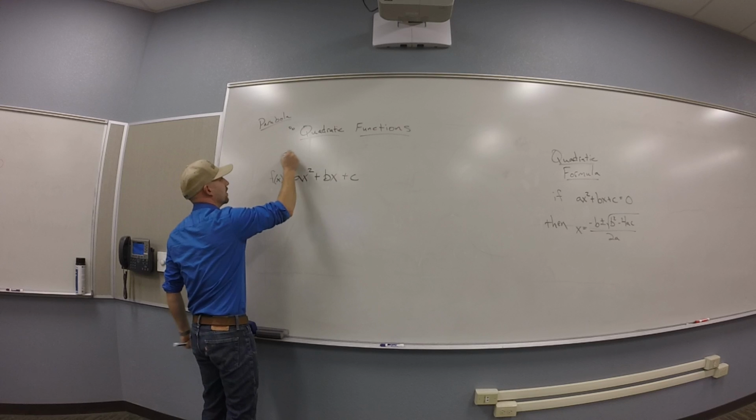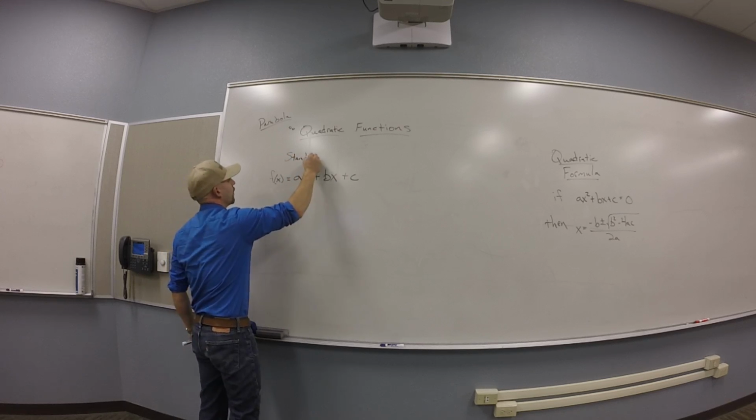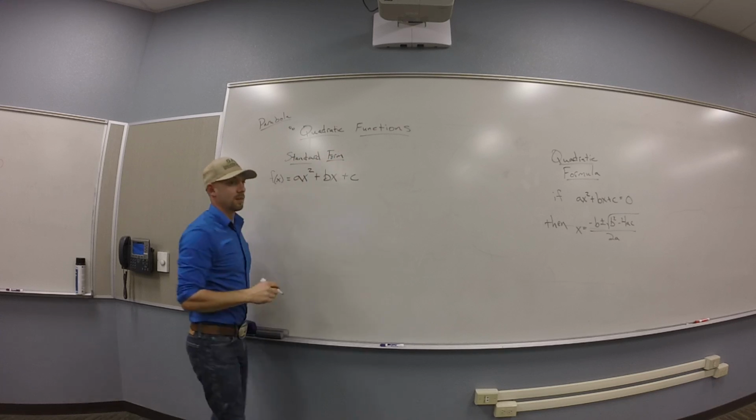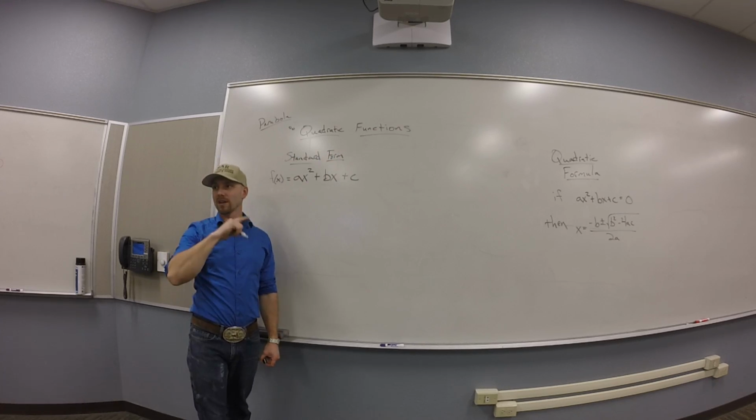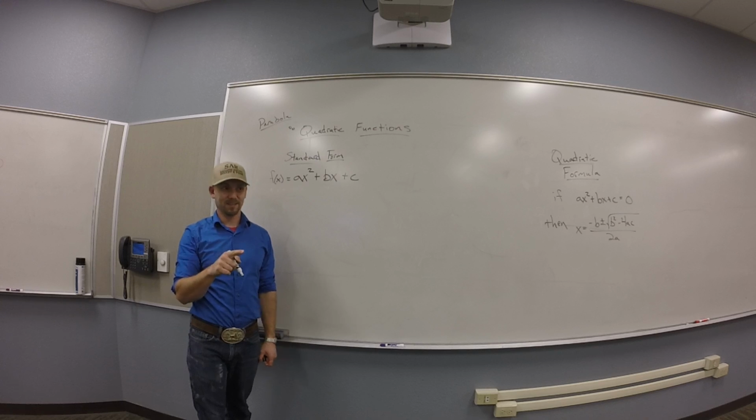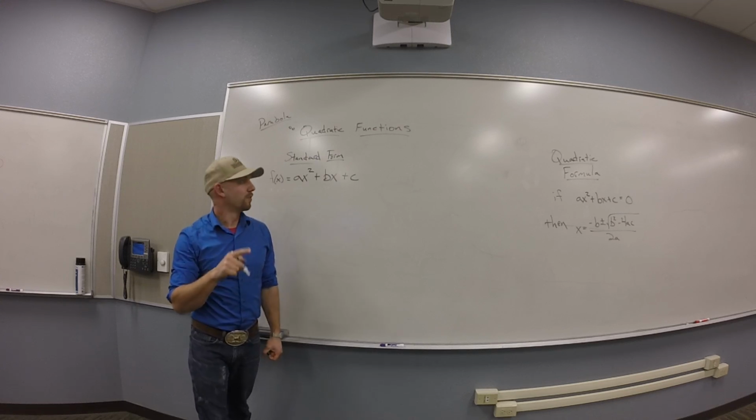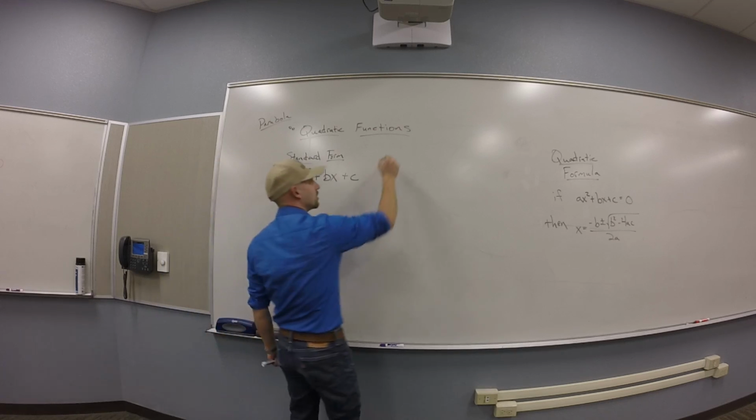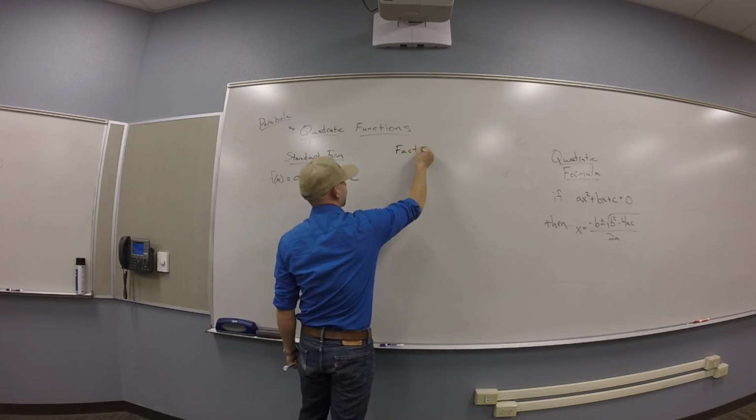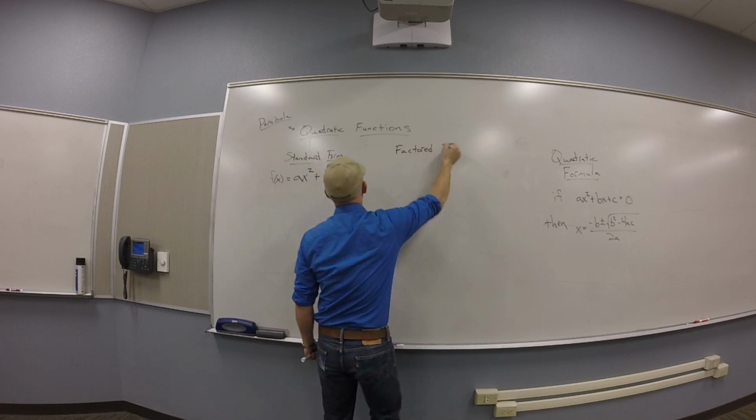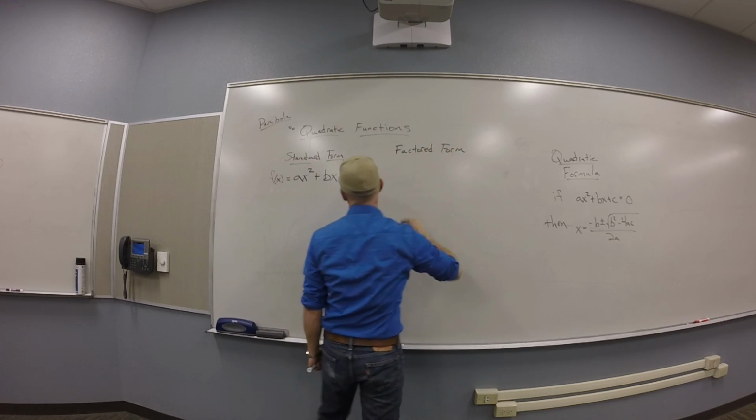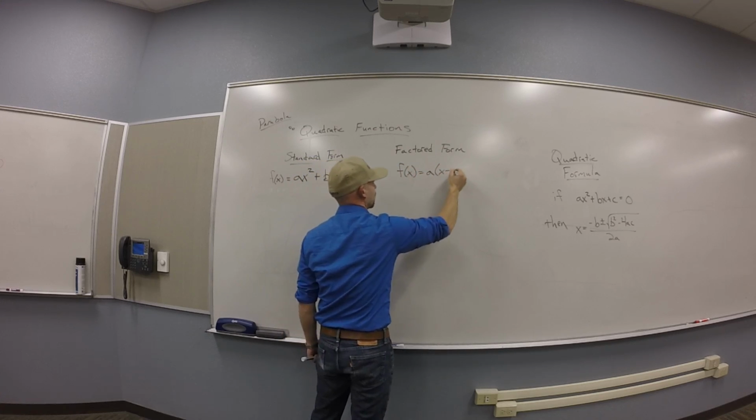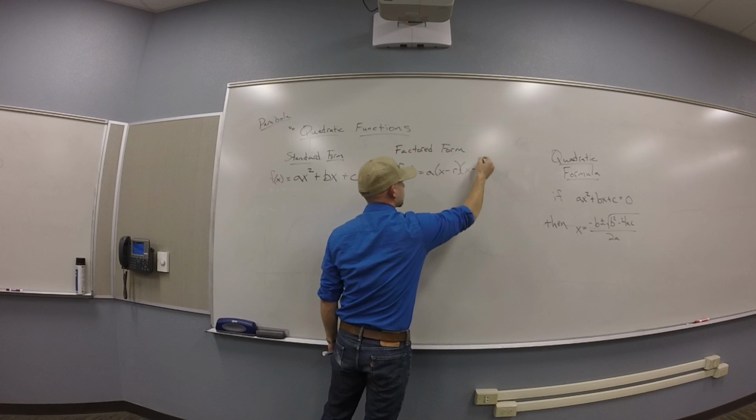This thing here is standard form. This is good for plugging things into the quadratic formula, right? There are other forms that are better for other things. So here's another one: factored form. f of x is a times x minus r times x minus s.